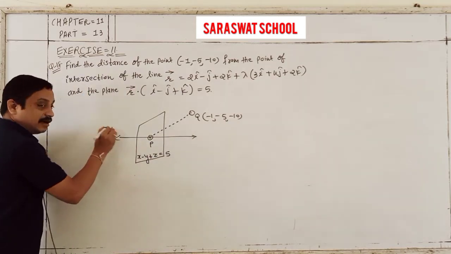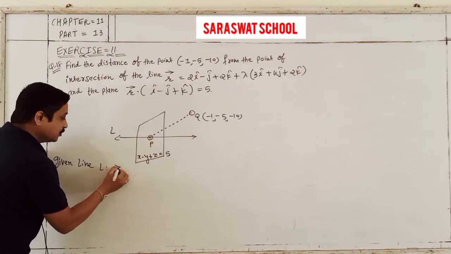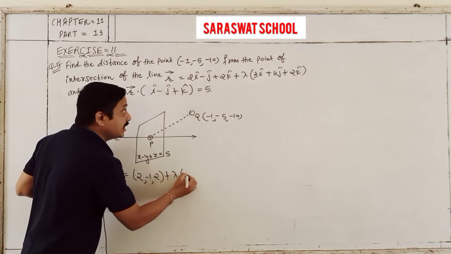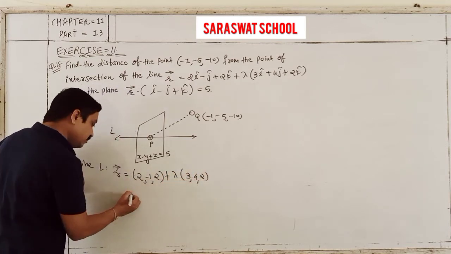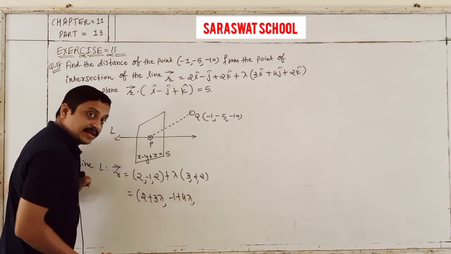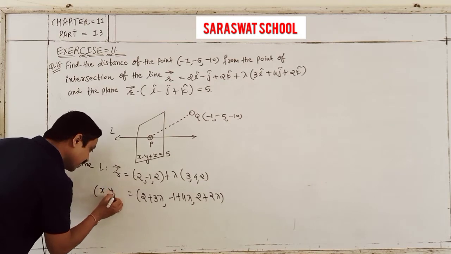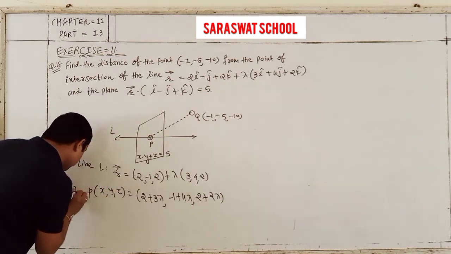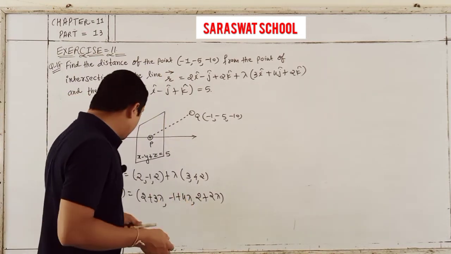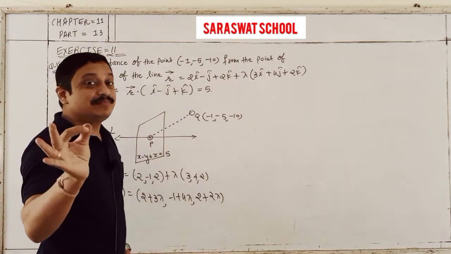So very easy, our given line L is r bar is equal to (2, minus 1, 2) plus lambda (3, 4, 2). It means we write down 2 plus 3 lambda, minus 1 plus 4 lambda, and last 2 plus 2 lambda, and r bar is equal to x, y, z. It is the point form. Now this point P is the intersection with the given plane, and we decide the exact value of P.